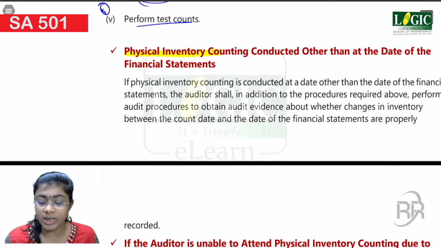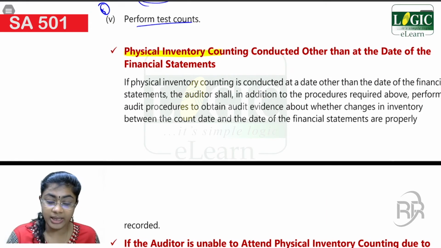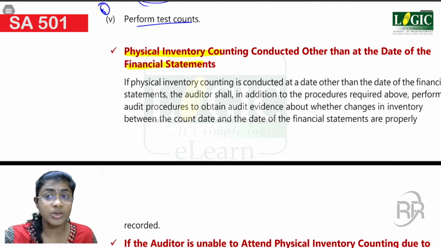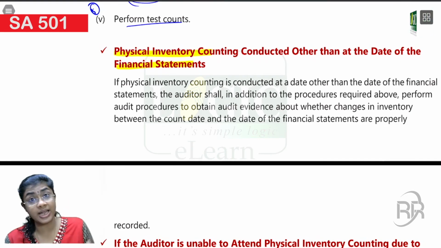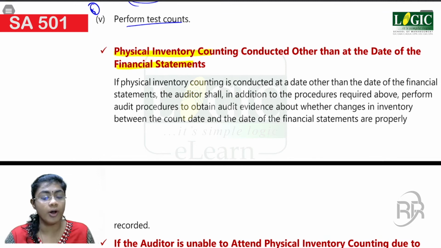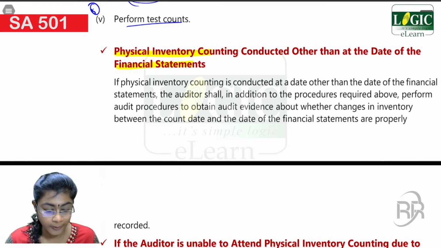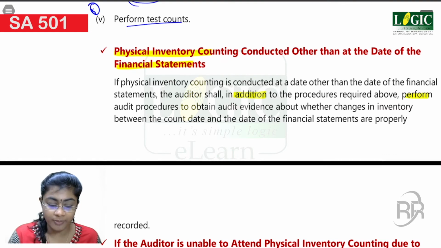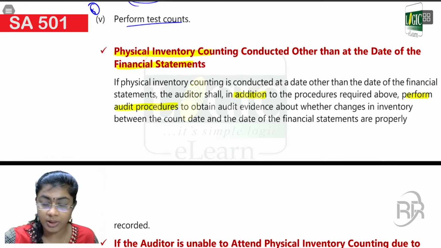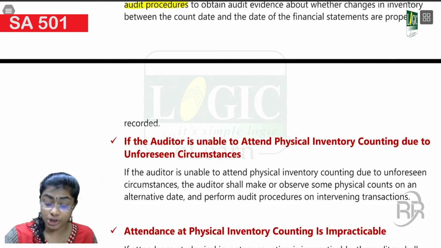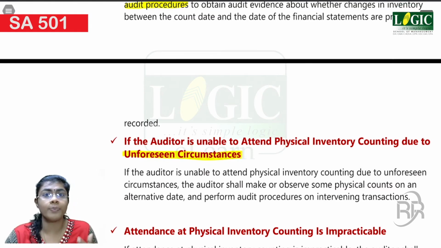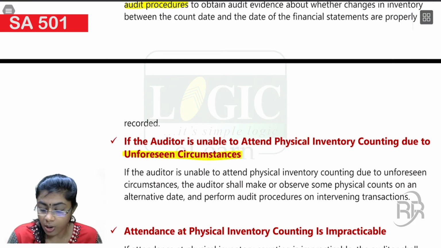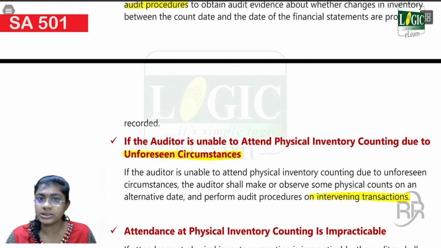Physical inventory counting conducted other than on the date of financial statements. We said, whenever physical counting of inventory is conducted on a date other than the date of FS, you should perform additional procedures. Okay. So, the auditor should perform additional audit procedures. In some cases, due to unforeseen circumstances, we are unable to attend the inventory, then also you should perform additional alternative procedures on what? The intervening transactions.